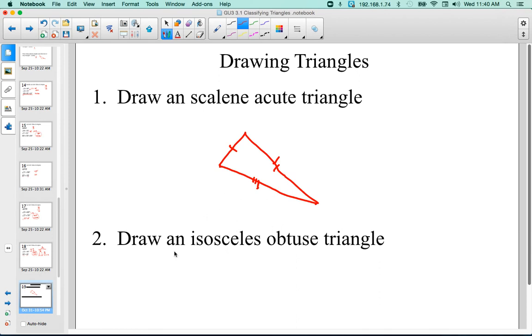And isosceles obtuse, this one I'd make a really wide angle up top, and the other sides about the same length. And I would show that by putting single hashes on those two sides.